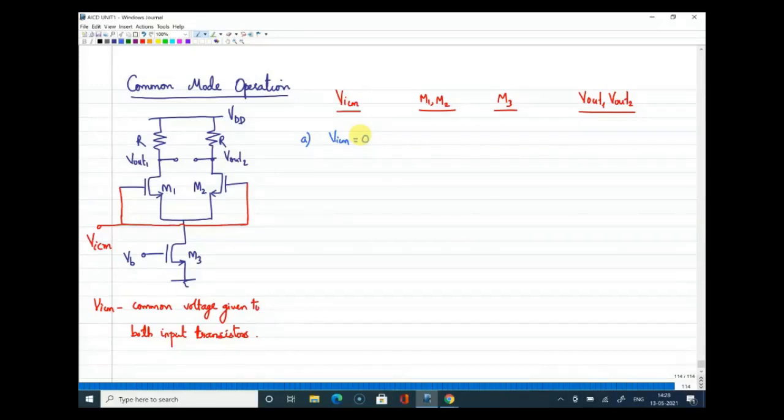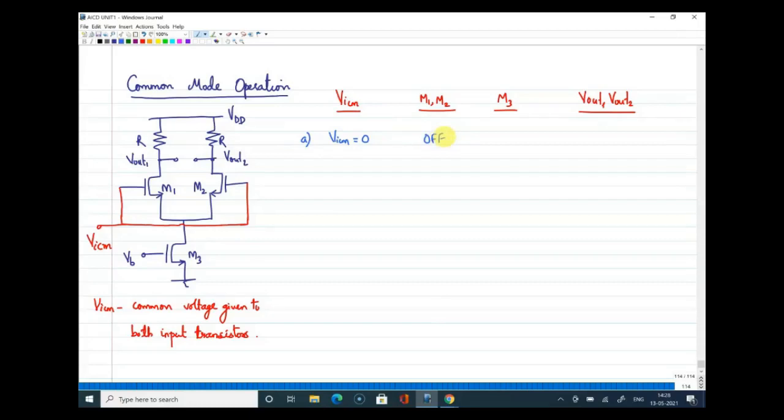VICM is the gate voltage connected to M1 and M2, and when VICM is 0, when your gate voltage is 0, you can say that M1 and M2 will be in cutoff region, or I'll say both are off. Cutoff means it is off only. Now what about M3?